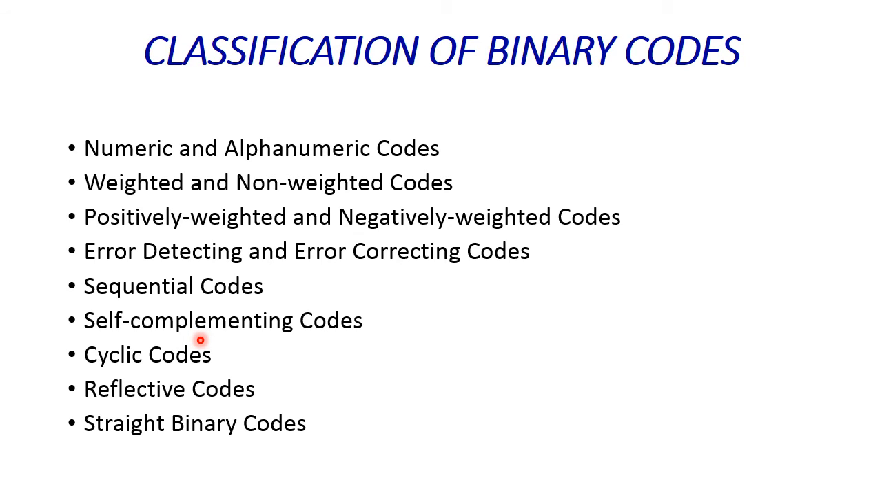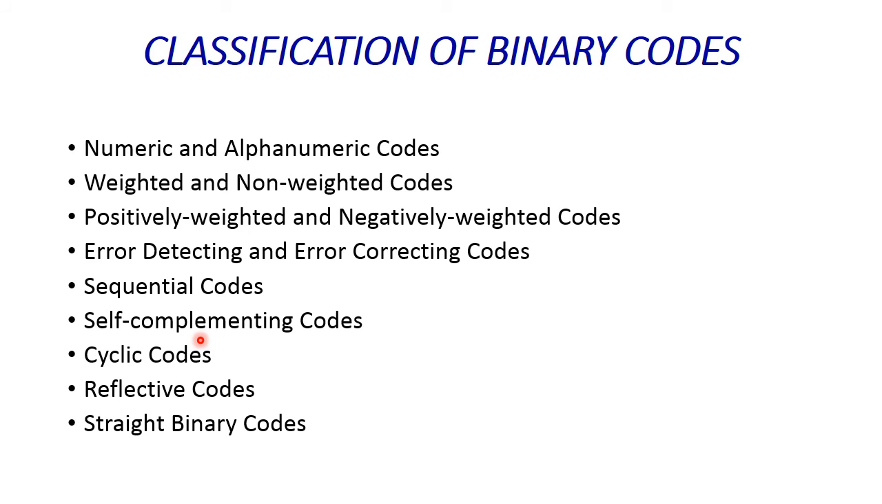Now come the self-complementing codes. A code is said to be self-complementing if the code word of the 9's complement, that is 9 minus n, can be obtained from the code word of n by interchanging all the zeros and ones. So the code for 9 is the complement of the code for 0, and the code for 8 is the complement of the code for 1, and so on. That is called a self-complementing code. For example, the codes 2421, 5211, 642-3, 84-2-1 and XS3 are self-complementing codes, whereas the 8421 and 5421 codes are not self-complementing.